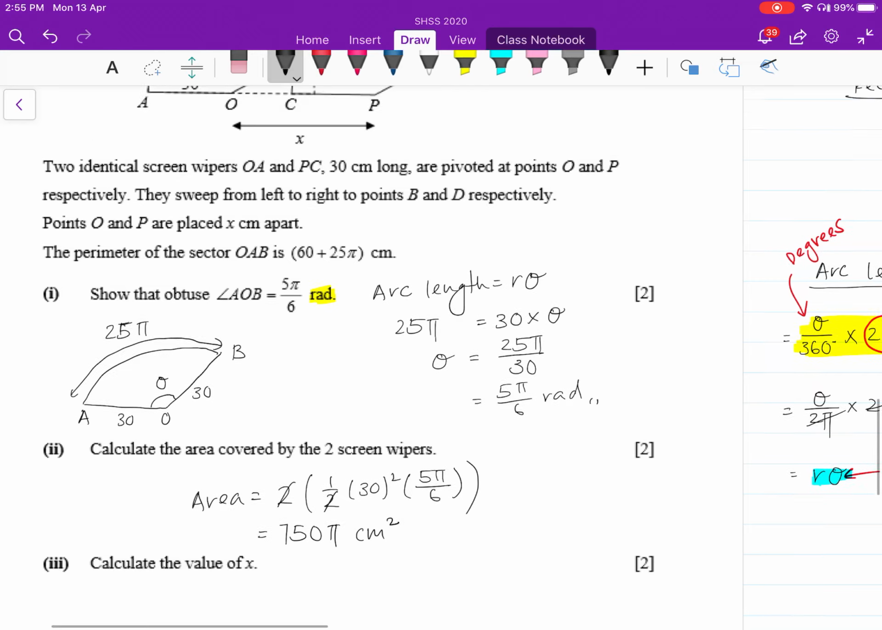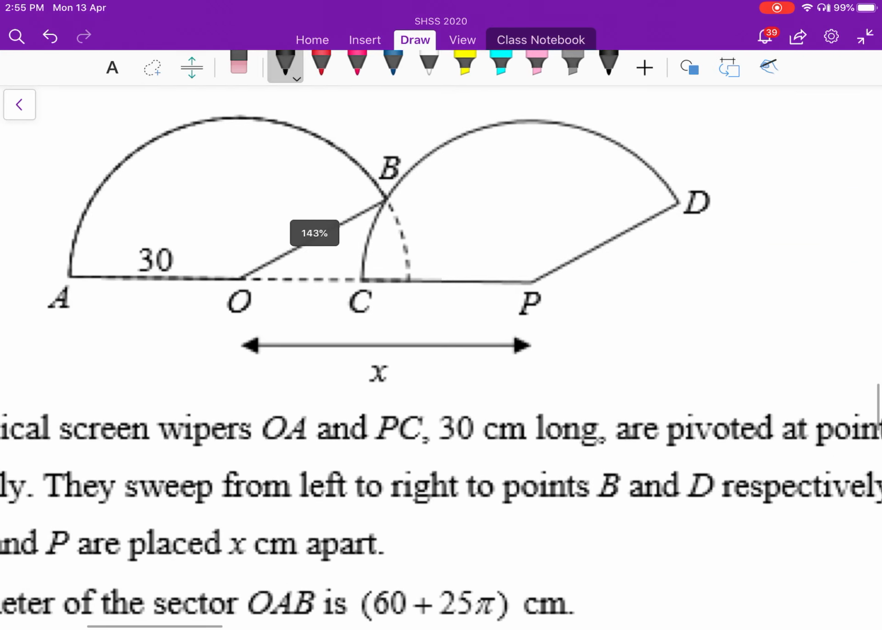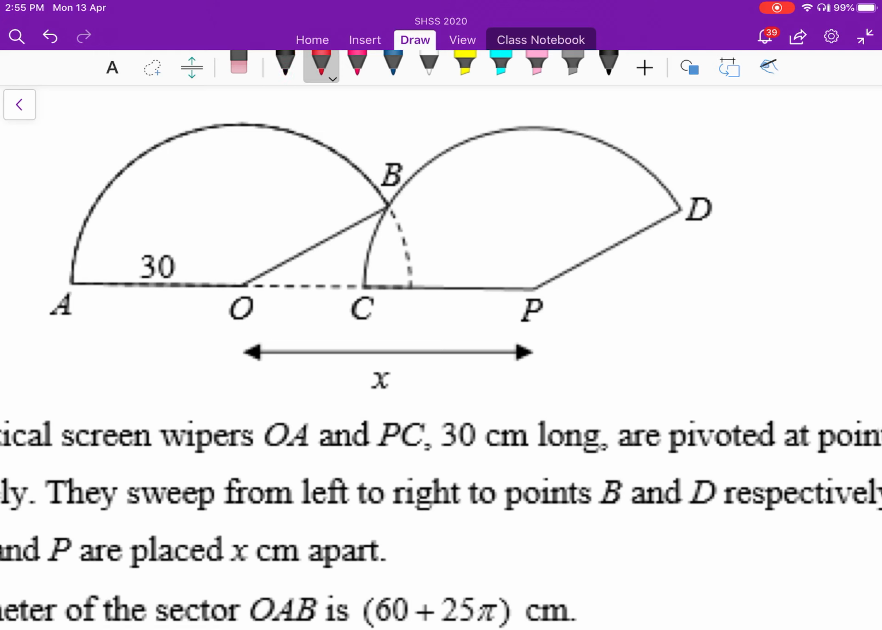Now the last part is the most difficult part, where they ask you to calculate the value of x, which is this little part here, this x here. How do we do that? We draw a right angle triangle from here down. As long as we can find the distance here, we can multiply by 2 to find the value of x. But how do we do that?